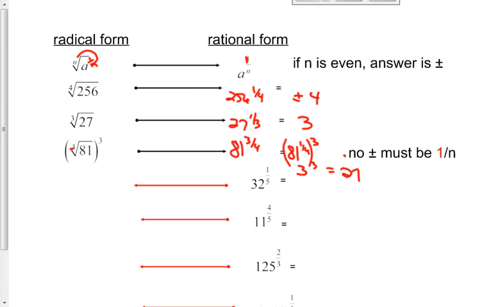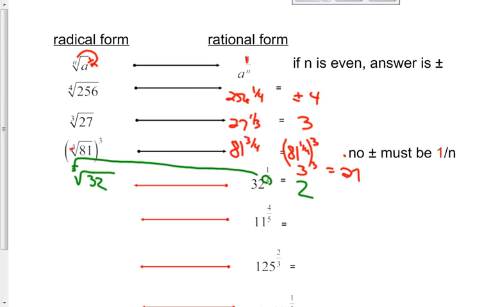All right, now we're going to go the other direction. We're going to change 32 to the 1/5 into radical notation. Put your radical sign, 32 goes underneath, and the index of 5 goes out here: the 5th root of 32. We can also solve that. We know 32 comes from 2s.